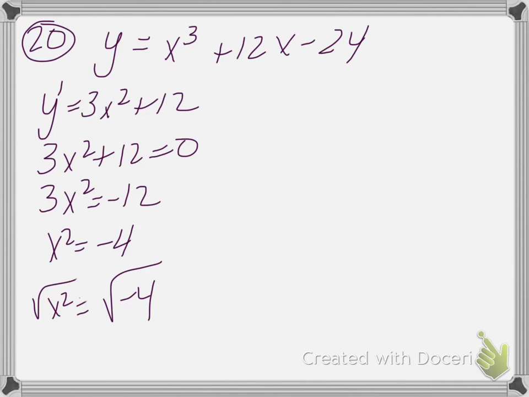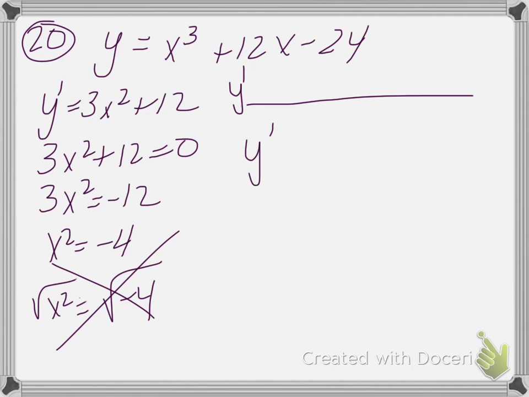Okay, so that's impossible. So therefore, that just means that there's no critical points. So now that means that you can make a wiggle graph, and whatever number you try, you're going to get the same answer because it never changes if there's no critical point. So the easiest number for you to try is 0, and you get negative.